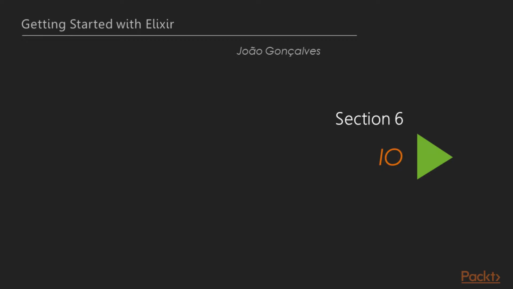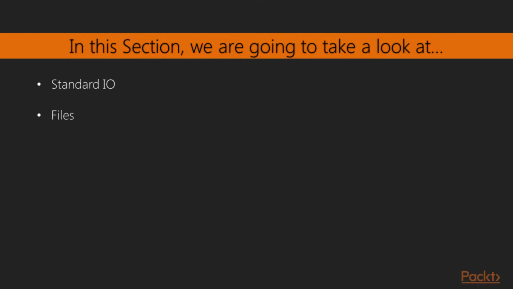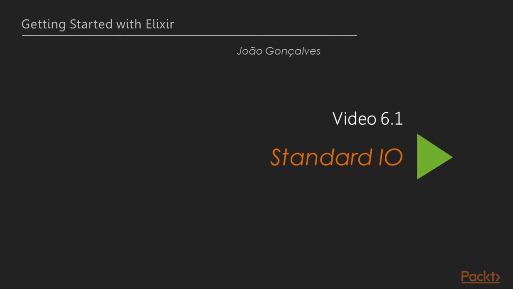Welcome to Getting Started with Elixir by Pact Publishing, Section 6, Input and Output, or I/O for short. In this section, we'll be exploring the ways in which we can read and write to the standard I/O devices, the keyboard and terminal screen, as well as manipulating files and directories. Let's move on to the first video, Standard I/O.